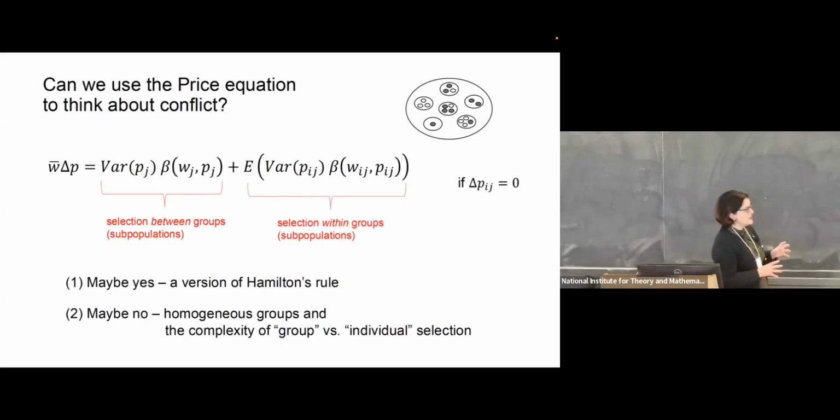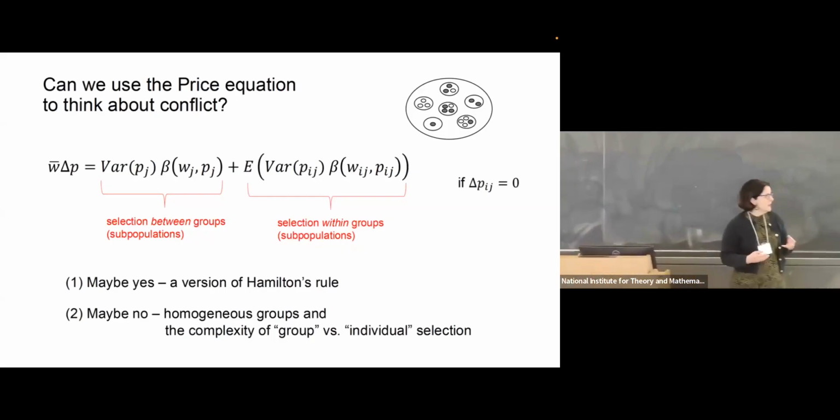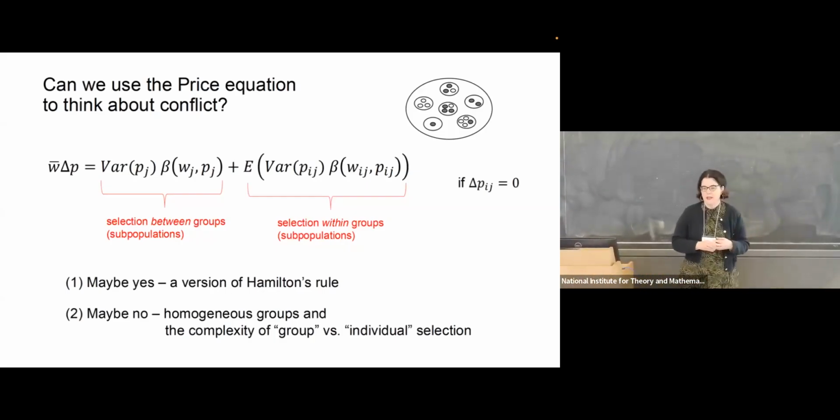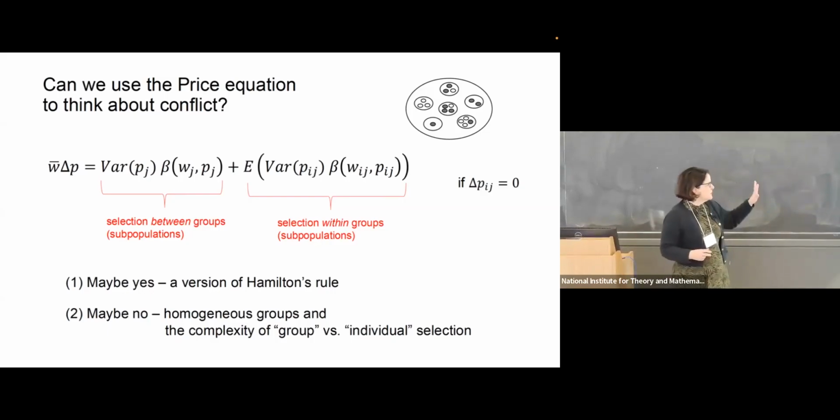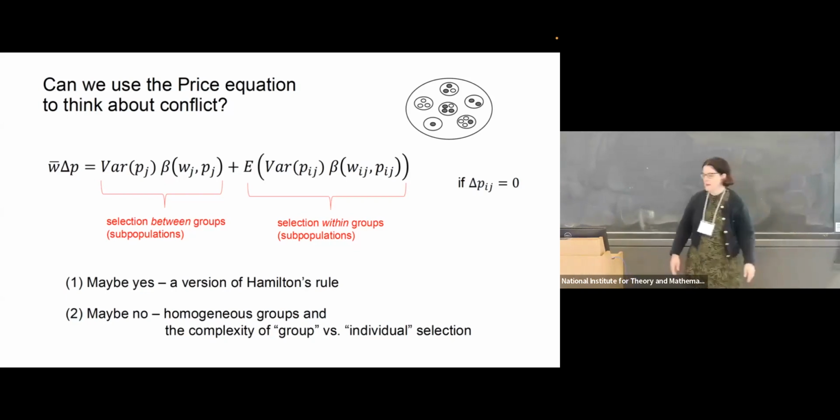Can we use the Price equation to think about conflict? So I'm going to do that thing that people always do. Well, sometimes, maybe yes, maybe no. And I'm going to briefly talk about two vignettes that you're going to hear about much more later. In fact, you're going to hear all about Hamilton's rule. I'm just going to show you how you derive Hamilton's rule out of the Price equation, which I think is an interesting thing to see, that connection, and then talk about something else as well.